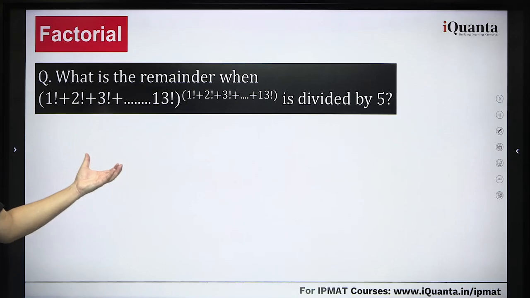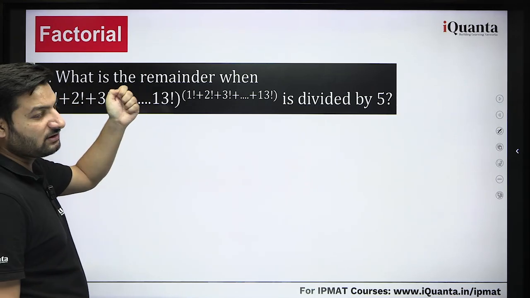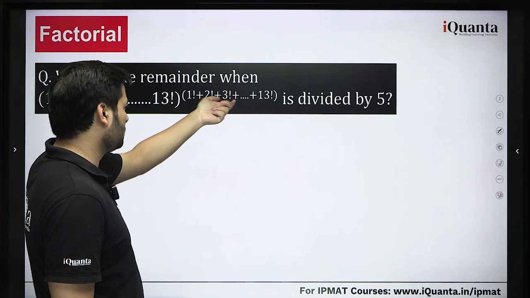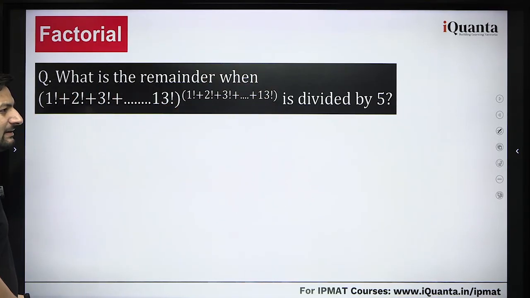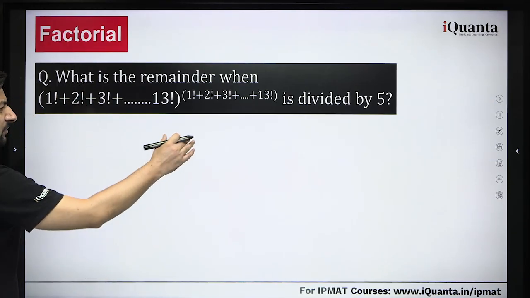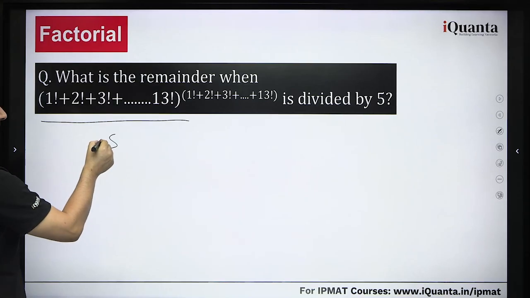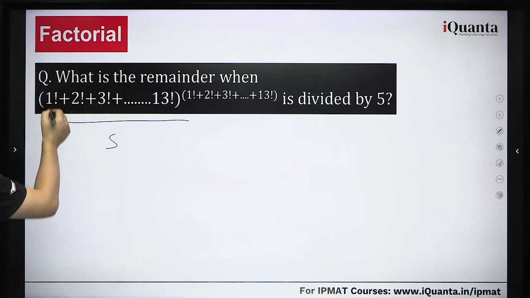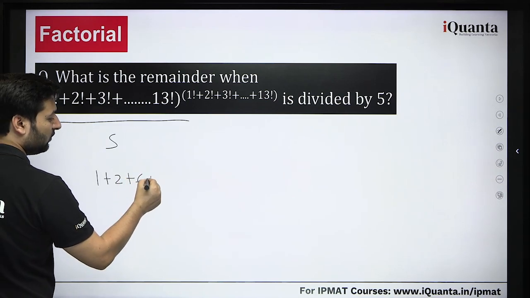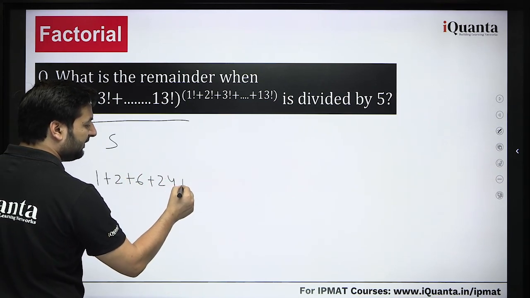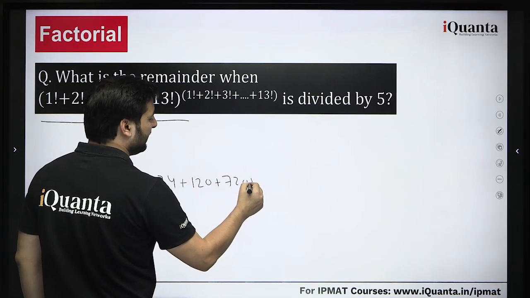So, this question is: what is the remainder when 1 factorial plus 2 factorial plus 3 factorial, and so on till 13 factorial, with a power as well, is divided by 5? You know the remainder rules, isn't it? If this number is divided by 5, 5 can disturb the bases, yes or no? How is 1 factorial written? It is 1, 2 factorial is 2, 3 factorial is 6, 4 factorial is 24, 5 factorial is 120, 6 factorial is 720, and so on.